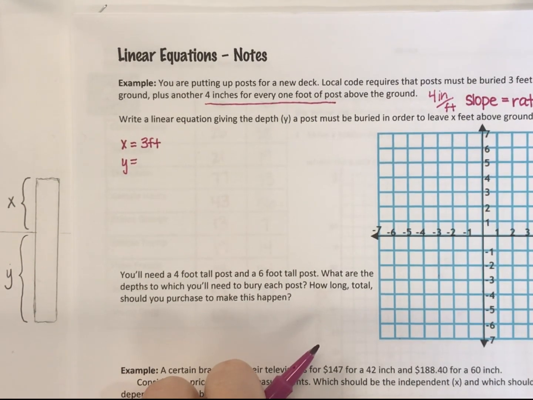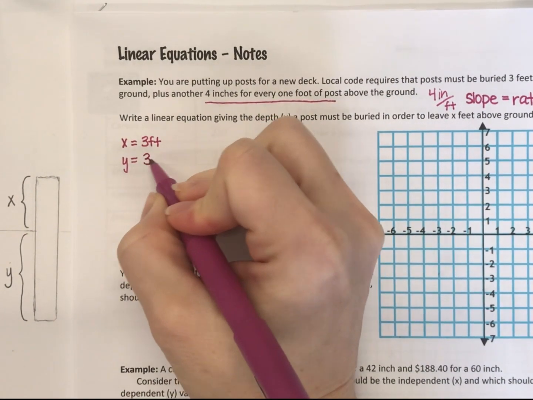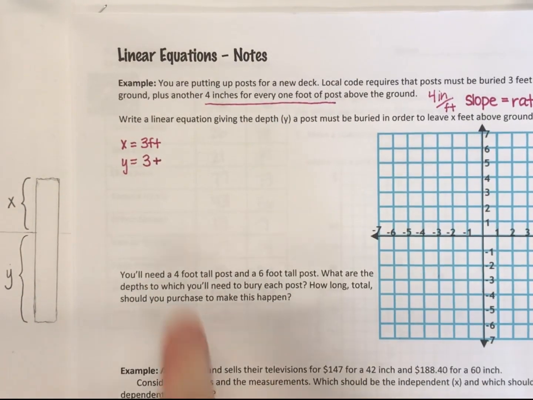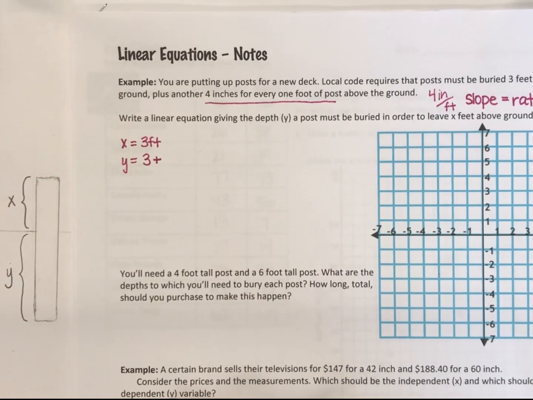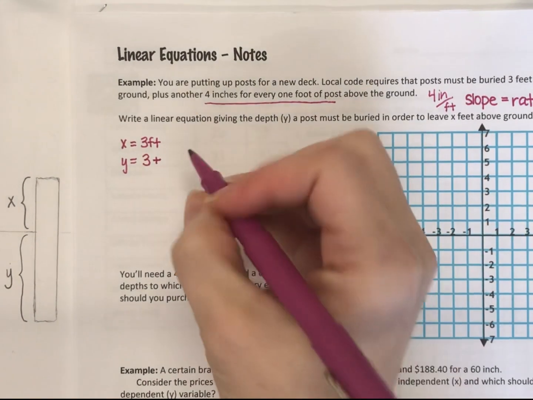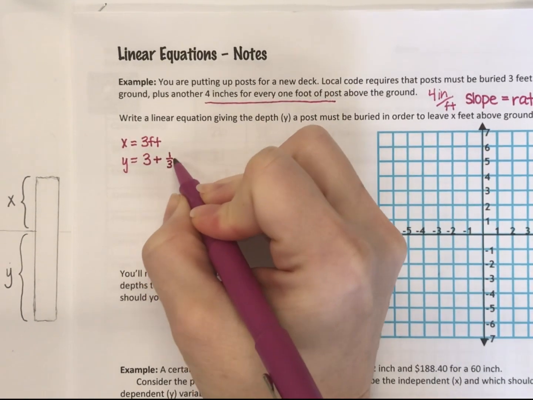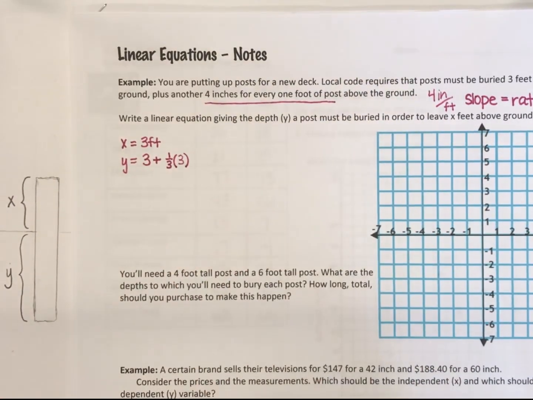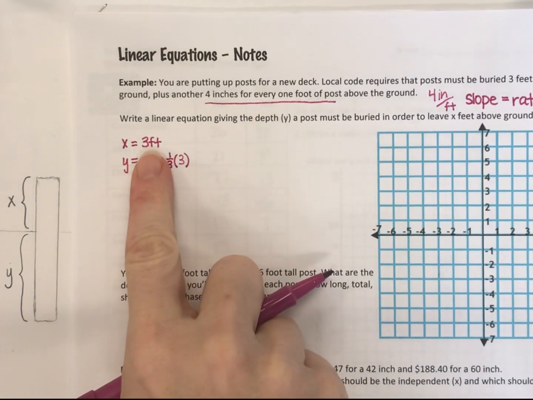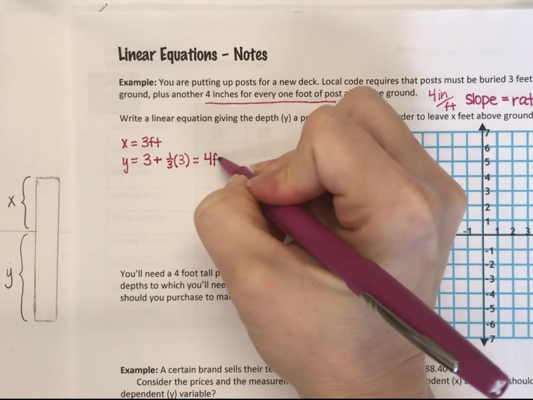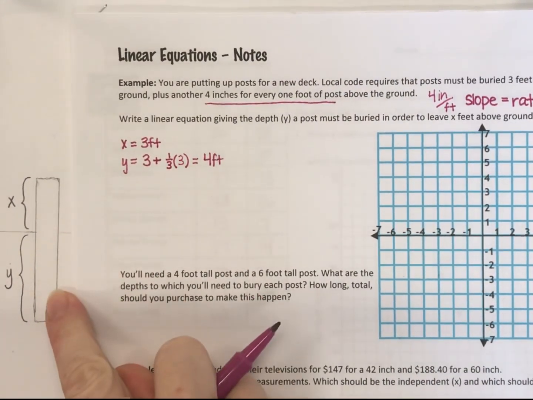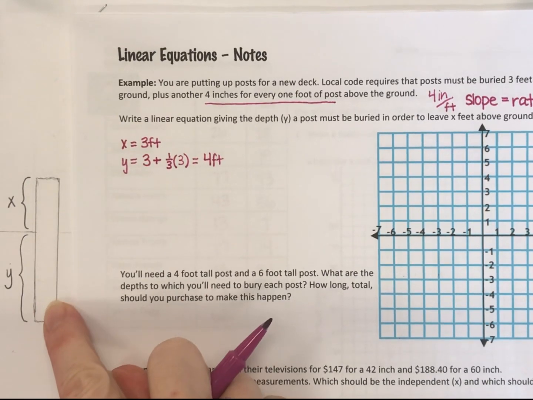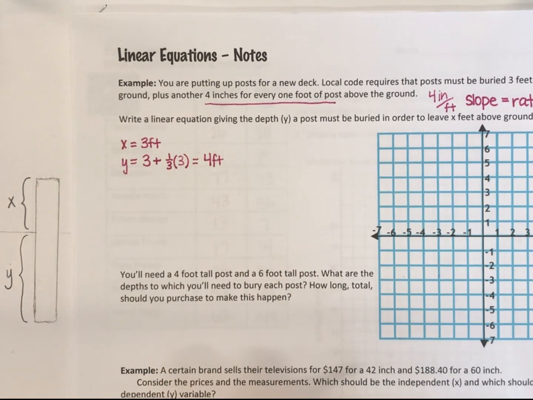All right, so in the problem it says that all posts must be buried 3 feet in the ground, so it's definitely going to be 3 plus another 4 inches for every foot that's above the ground. We converted that 4 inches into feet, so I'm going to bury that another 1/3 of a foot for every foot that was above the ground. So can you make sense of that? 1/3 times 3 would be 1. So a 3-foot post would have to be buried 4 feet under the ground. The 3 feet that's required just as a baseline plus 4 inches per foot. And that would be 4 plus 4 plus 4 in this case, because we had 3 feet above the ground.